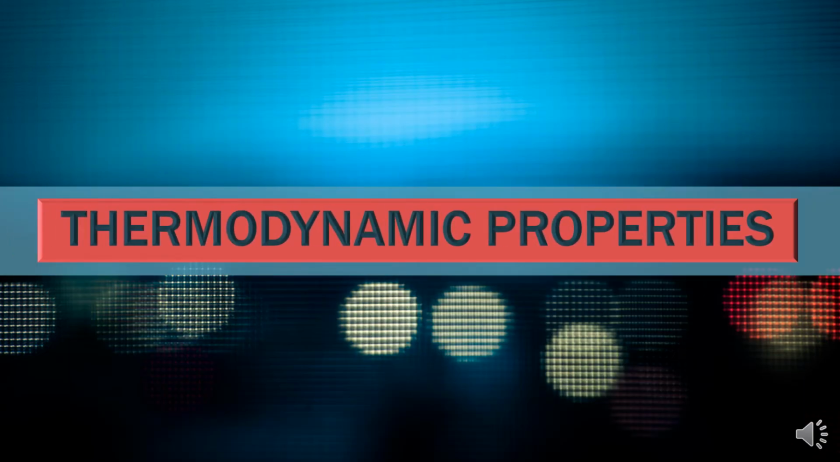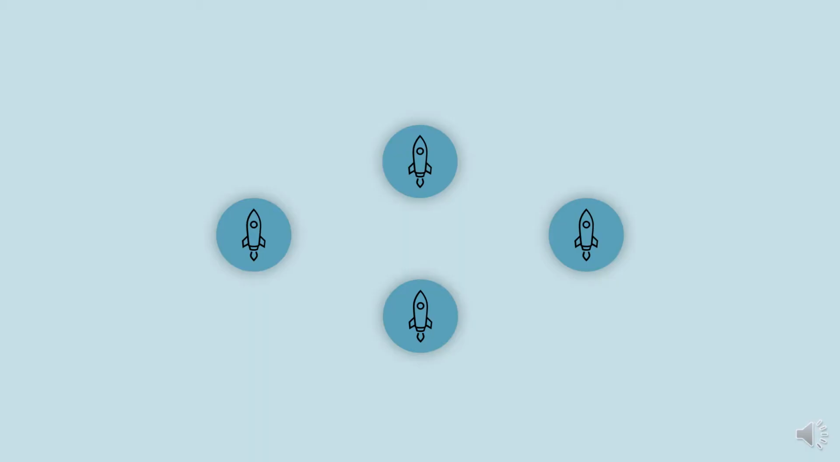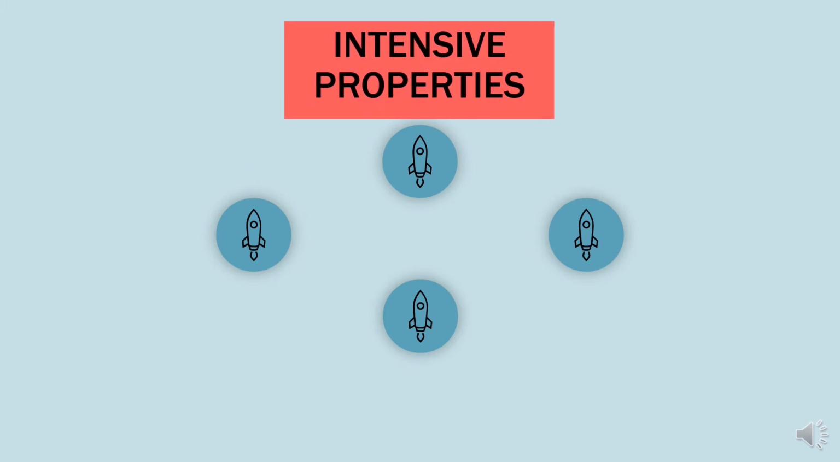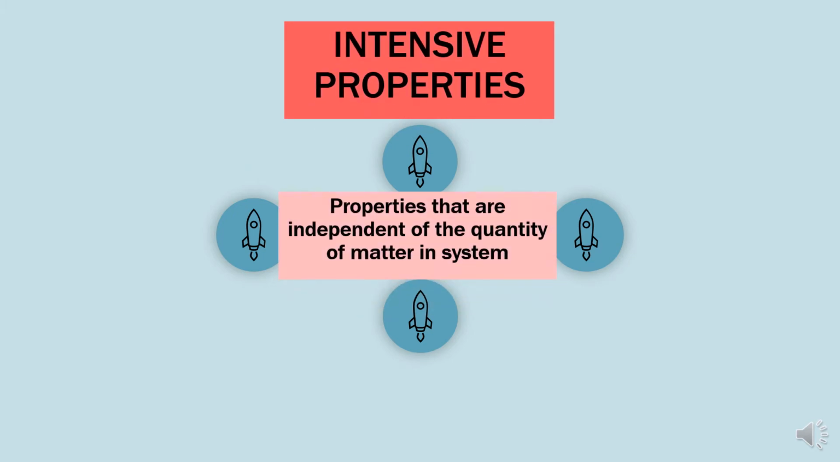Next is thermodynamic properties. Now there are certain physical quantities which are used to define or describe a particular thermodynamic process and its state. So these are called thermodynamic properties, and these properties are of two types. First of all, intensive properties. Intensive properties are those physical quantities that are independent of the quantity of matter in a system.